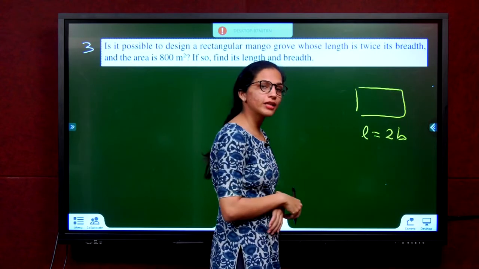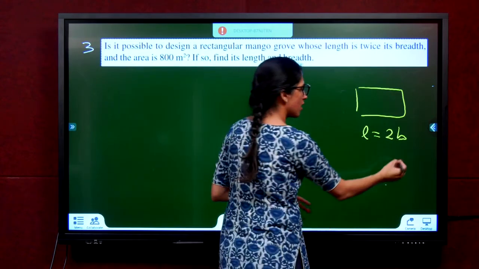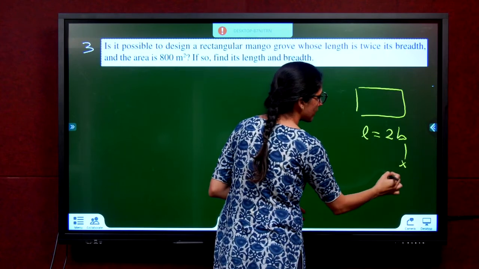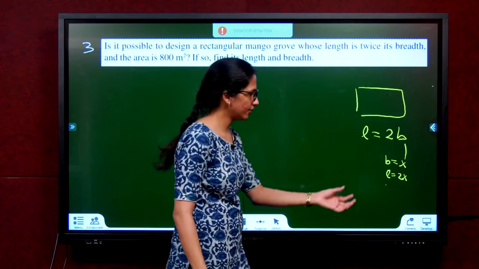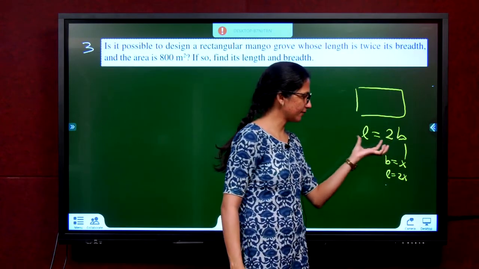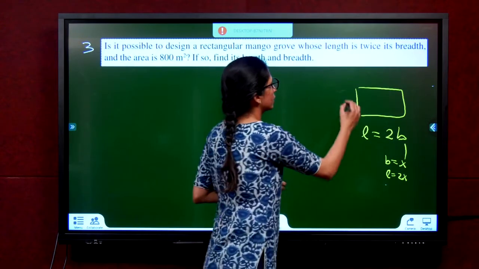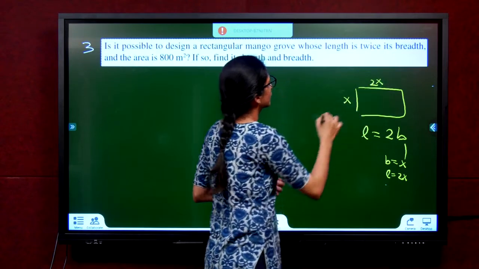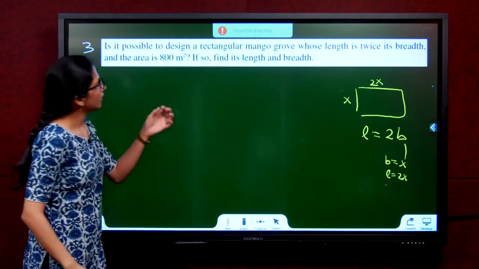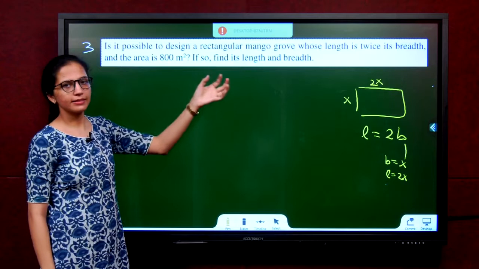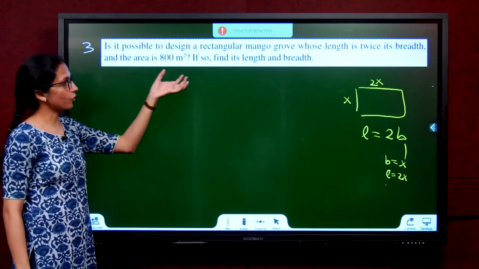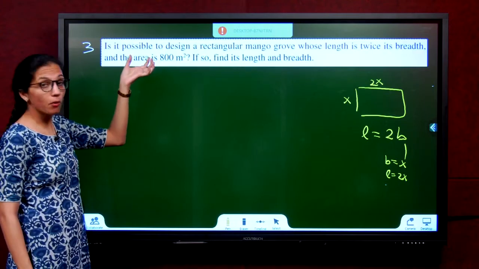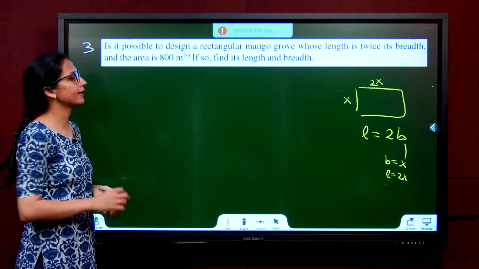How do we decide who to take as x? I hope you've understood by now. We'll take this as x, so the length will become 2x. I hope this is very clear. If this is x, this length becomes 2x. So x and 2x. If so, find its length and breadth. They've given the area, and the question is whether it is possible. If it is possible, find the length and breadth.